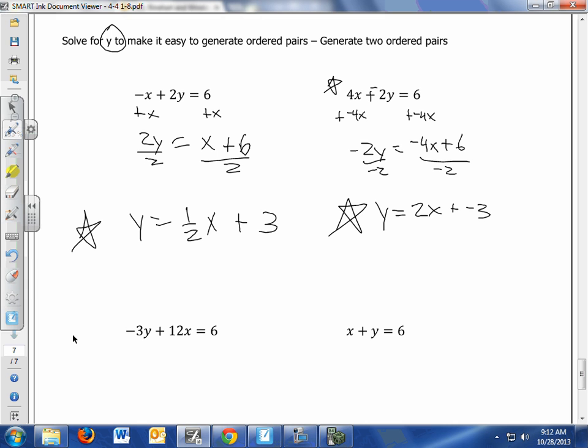Okay, do the next one. Where's y? What's bothering y? Remove the stuff bothering y by adding the opposite first, and then by dividing last. Check your answers with a neighbor.